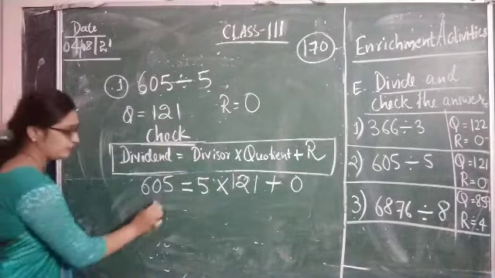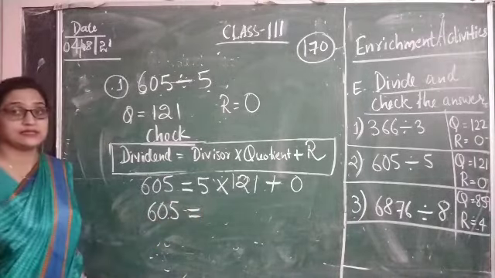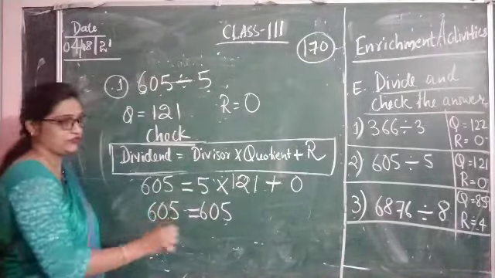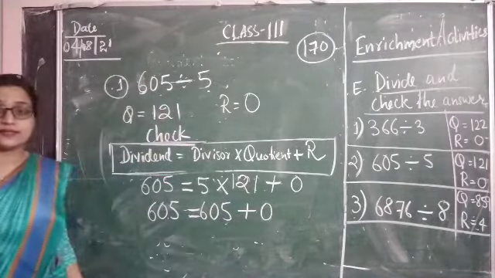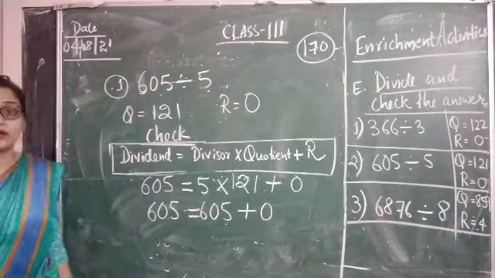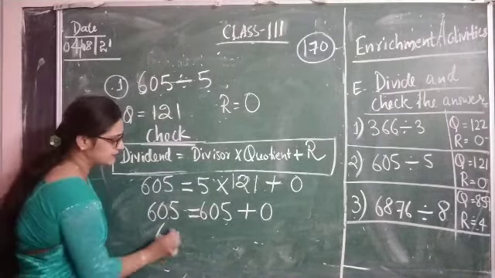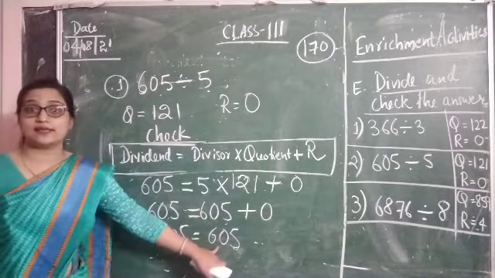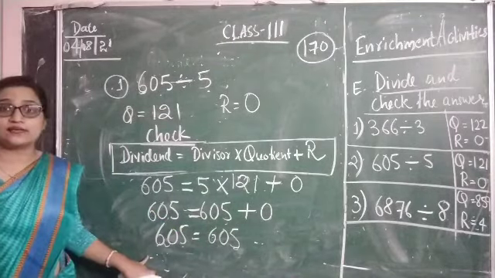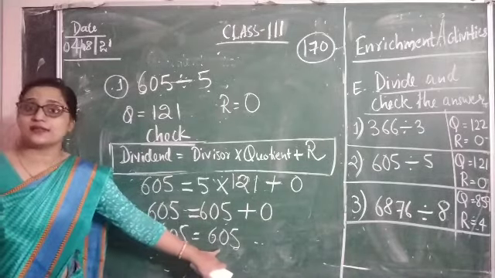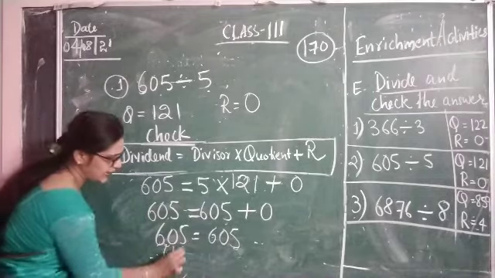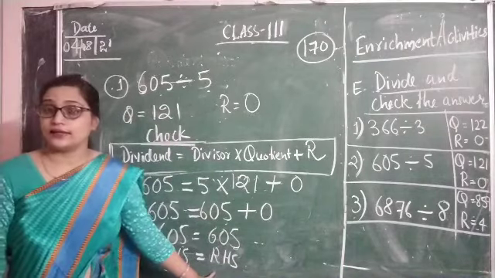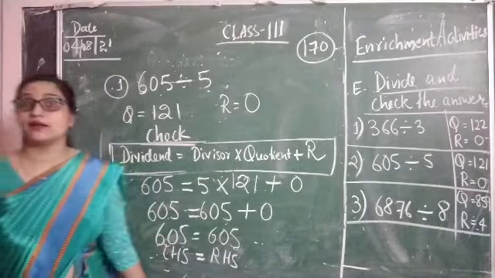Okay, next step, left hand side, 605 remains as it is. Now multiply, 5 into 121 is 605. Now plus remainder 0 is as it is. Here also the remainder is 0. Just compare the left hand side and right hand side. Are they equal? Yes. Left hand side 605 and right hand side 605 is there. That means we can say that LHS equals RHS, left hand side is equal to right hand side. That means this answer is correct.